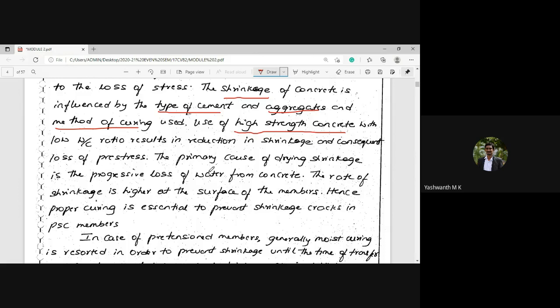As the water evaporates from the concrete, it will undergo certain losses. Those losses are called shrinkage. As we know, there are various types of shrinkage: drying shrinkage, plastic shrinkage, autogenous shrinkage, carbonation shrinkage, and so on. Is it clear? Based upon the constraints inside the concrete member, it will undergo particular types of losses.